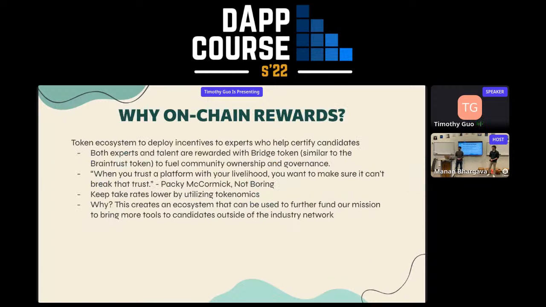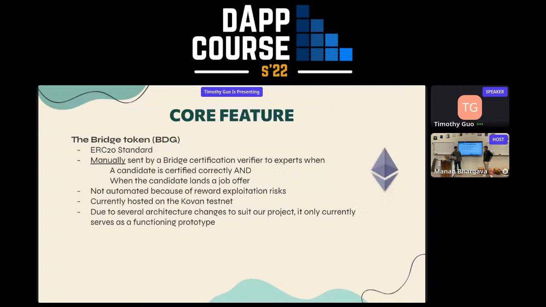Why on-chain rewards? It really comes down to ownership. Similar to a Braintrust token, it fuels community ownership in governance, and it also will allow us to keep take rates lower by utilizing tokenomics. But the main point of this is to go over the technical demo, so I'll pass it over to Pond, who will take that.